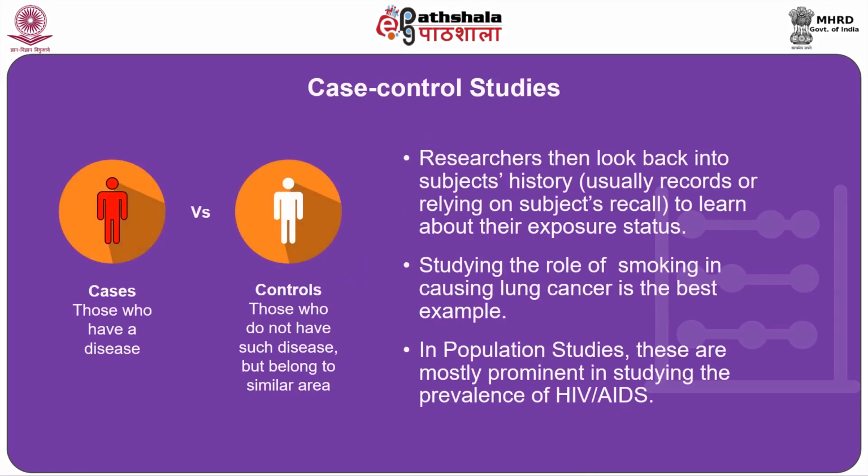Researchers then look back into subjects' history, that is usually records or relying on subjects' recall, to learn about their exposure status. Studying the role of smoking in causing lung cancer is the best example for such type of studies. In population studies, these type of studies are mostly prominent in studying the prevalence of HIV/AIDS.